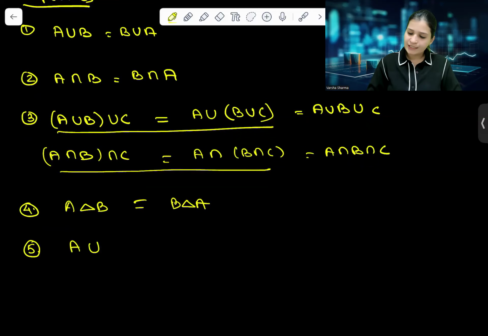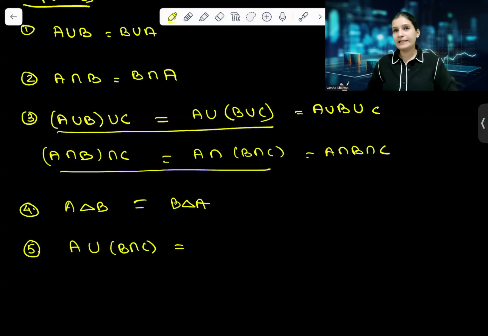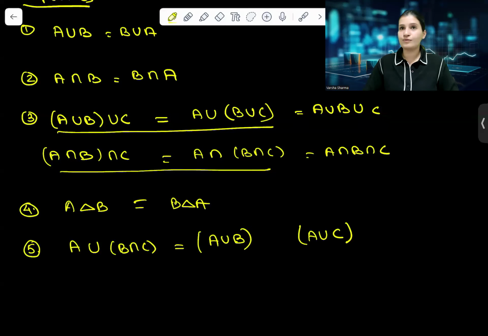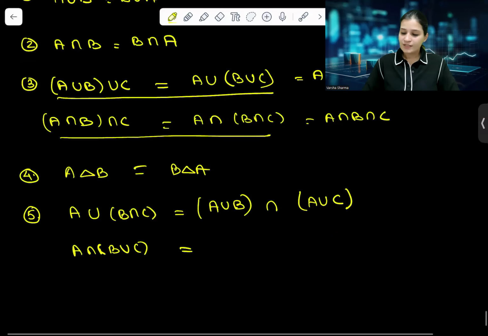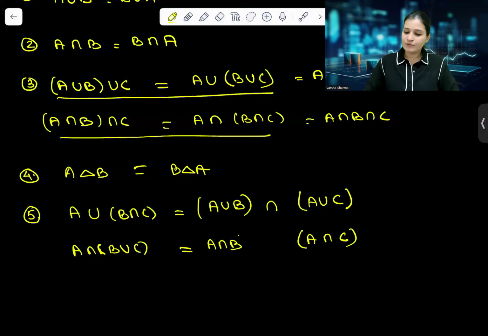So A union B intersection C. So open the bracket. So A union will be given to B, A union will be given to C, and in between, what is the symbol I'm supposed to write? Intersection. Yes. I could also have A intersection B union C. Open the bracket. A intersection B, A intersection C, and in between we are going to have union. Basically, we are opening the bracket. Yes.